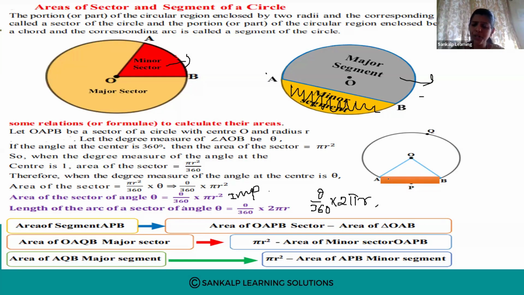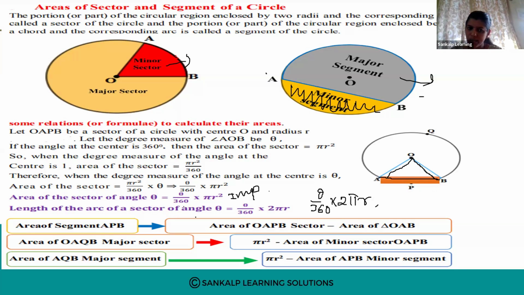When you want to find out the area of segment APB, first you have to calculate the area of sector OAPB, this full sector, minus the area of triangle OAB. Here one triangle will form, OAB. So the area of this triangle subtracted, then you will get the area of this segment APB.